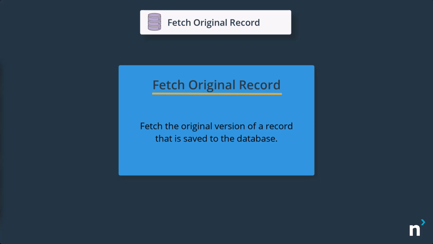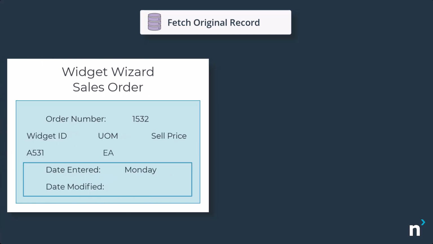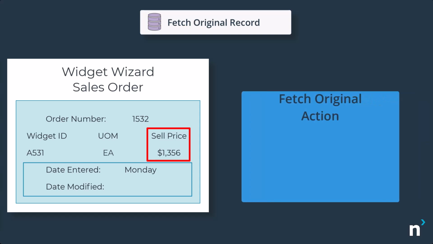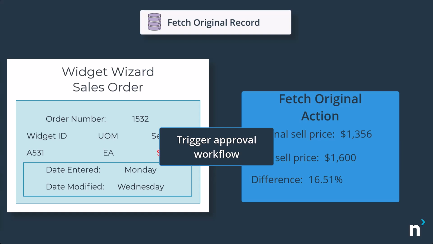Fetch Original Record. Fetch the original version of a record that is saved to the database. When a widget ID is entered, the system automatically populates the standard selling price. The developers included a Fetch Original Record action in the sales order application. This action is triggered when a price is changed after the order has been submitted and compares the original price to the new price. If the change exceeds 10%, the logic triggers an approval workflow to ensure pricing remains consistent and authorized.